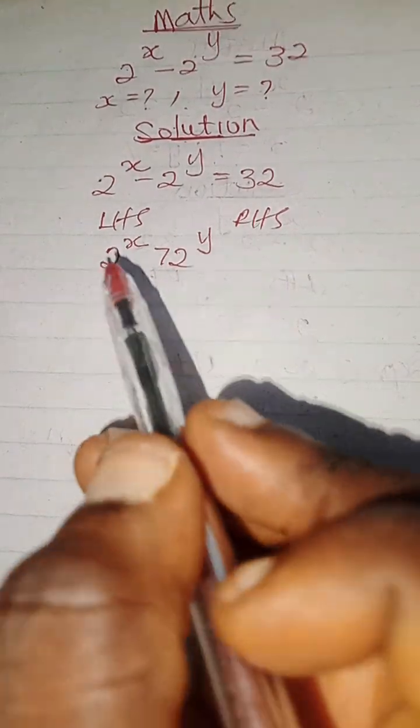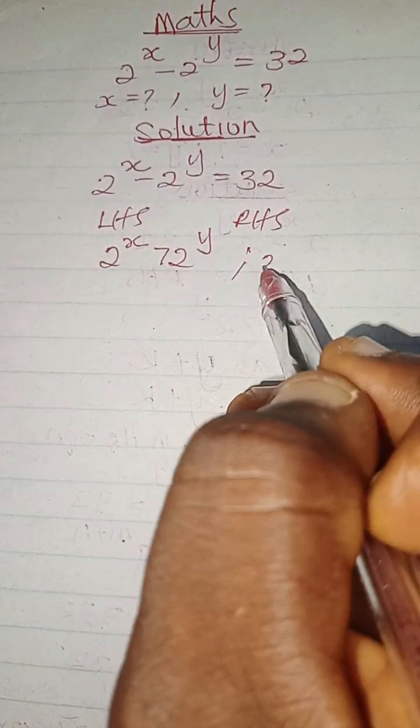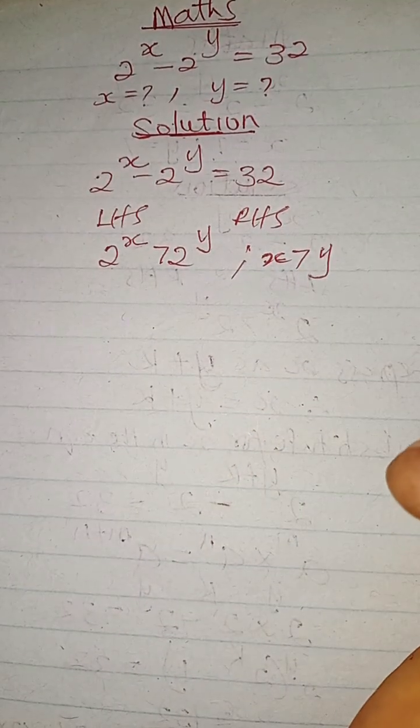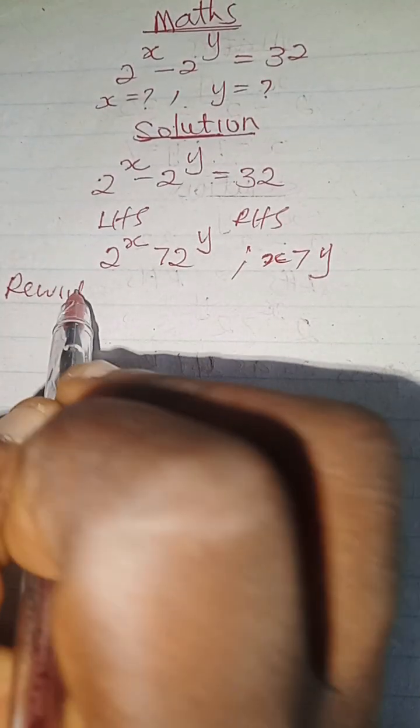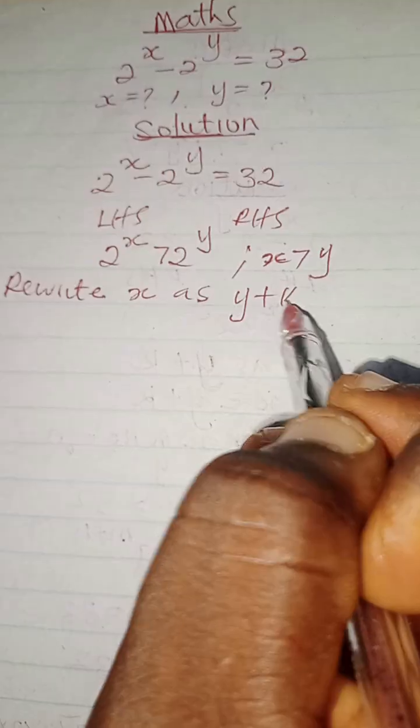Since on the right hand side we have 32, 32 is a positive number, that is greater than 0. It means 2 raised to the power of x is greater than 2 raised to the power of y. That's the meaning. Now, if 2 raised to the power of x is greater than 2 raised to the power of y, it means x is also greater than y. So what are we now saying? Just rewrite, that's the first thing you're going to do, x as y plus k.